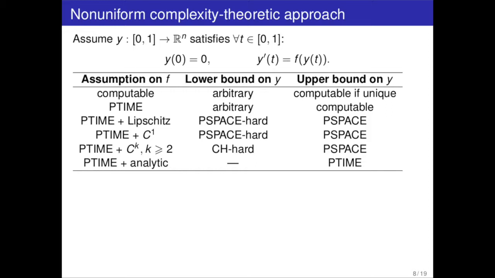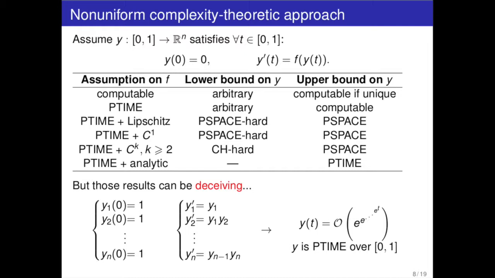However, there's one thing which is hidden there, which is that everything is done over compact sets, which can be a bit deceiving because there's no contradiction between the fact that P-time plus analytic is a P-time solution. However, you can build this particular differential equation, which is polynomial, has n variables, and the solution is a tower of exponentials of height n.